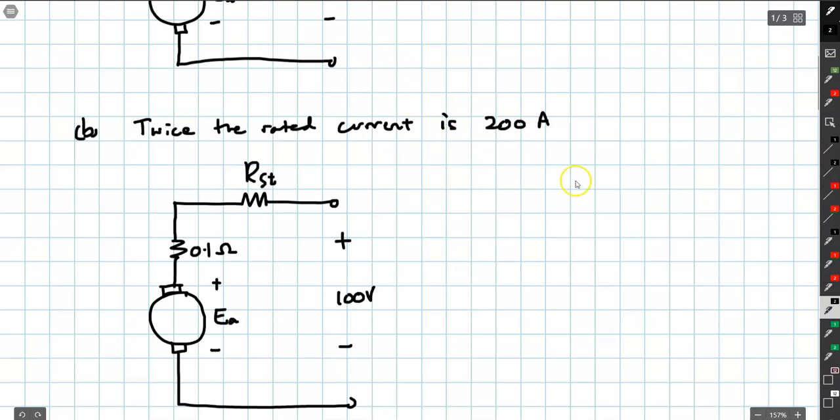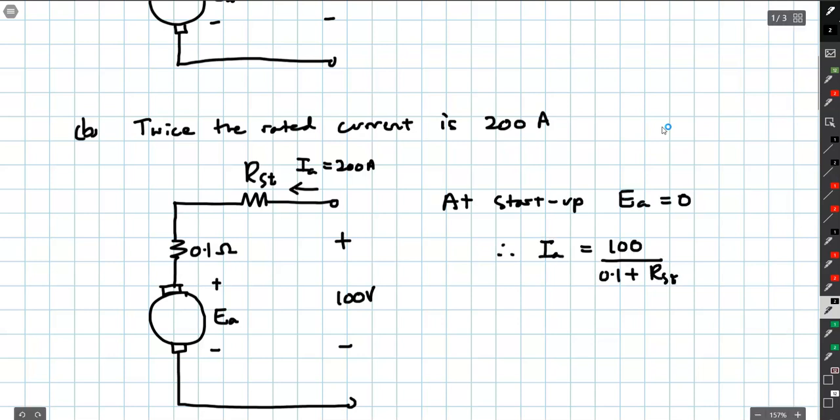During the startup, again EA is going to be equal to 0. We want to limit the armature current to 200 ampere during the startup, and this must be equal to 200. Therefore, you can calculate the value of the starter resistor as equal to 0.4 ohm.